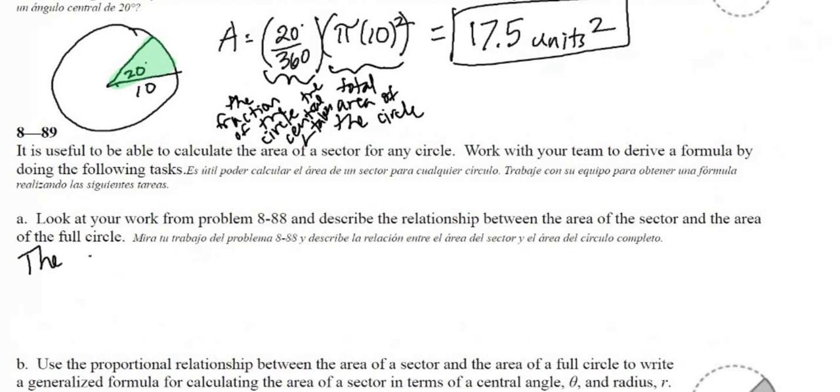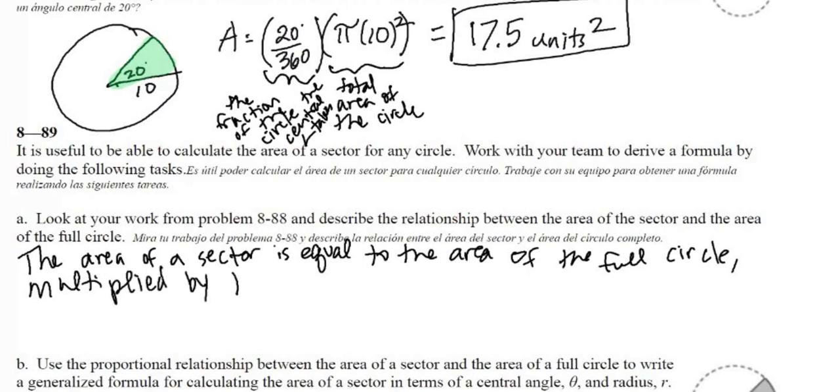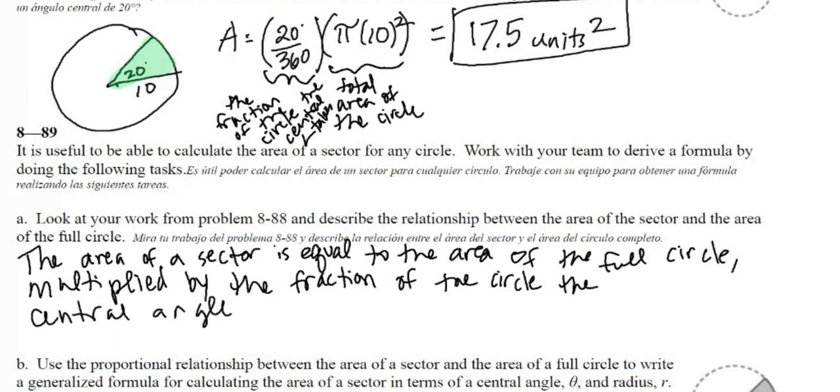So the area of a sector is equal to the area of the full circle multiplied by the fraction of the circle the central angle takes up.